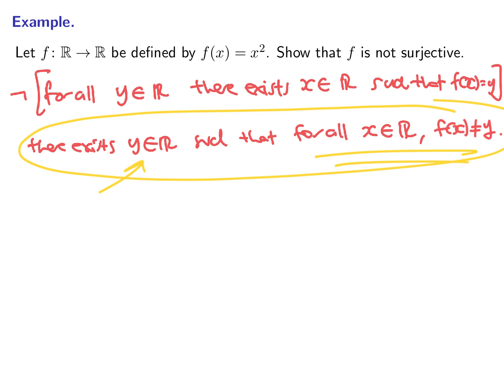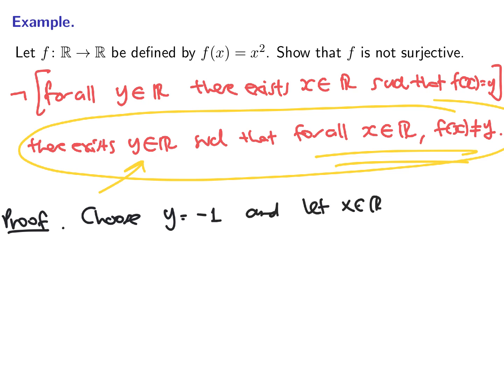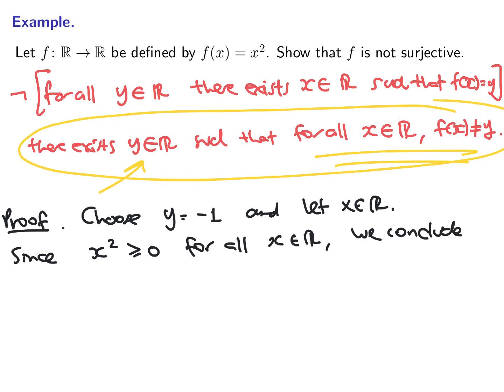Right. So let's see what we want now. We want to find a real number y such that no x has its square equal to y. That's essentially what it's saying, right? So a square number cannot be equal to a negative number, right? So any negative number will work as your choice of y. All right, so pick your favorite. Let's choose y to be -1, right? And let x be in R. Okay, since x squared is greater than or equal to 0 for all x, we conclude that f(x) cannot be equal to a negative number. Okay, and we're done.